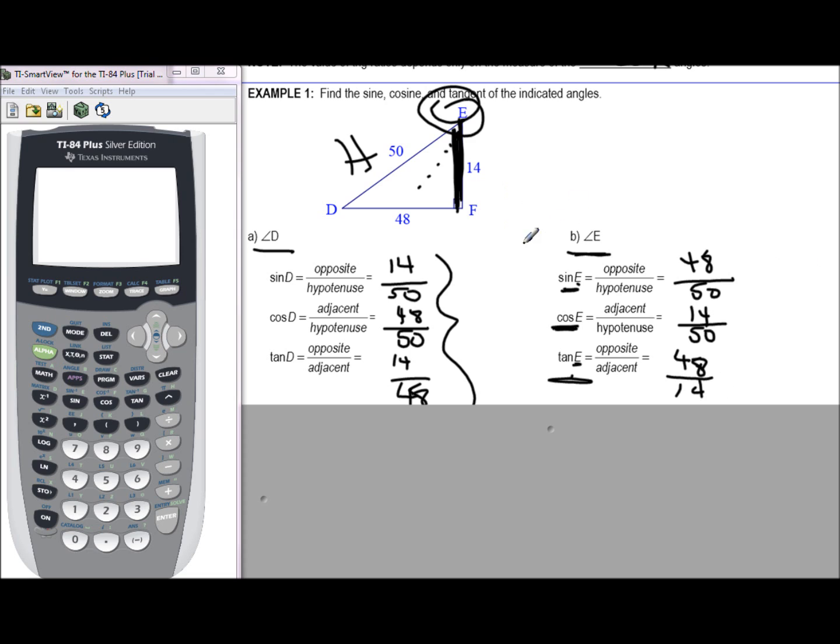Now if you notice, the sine function changes depending on which angle you use as your reference angle. So the sine of angle D is 14 out of 50, but the sine of angle E is 48 out of 50. So it depends on what angle you're using as your reference angle.